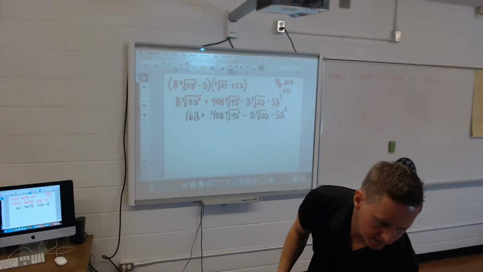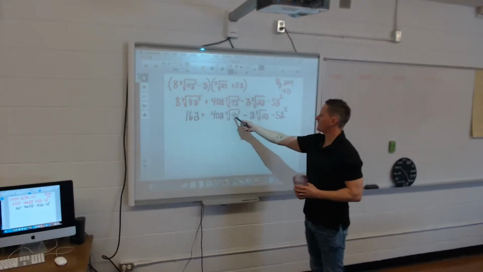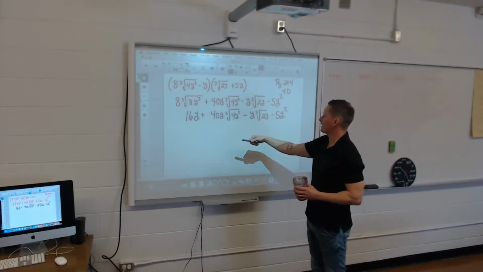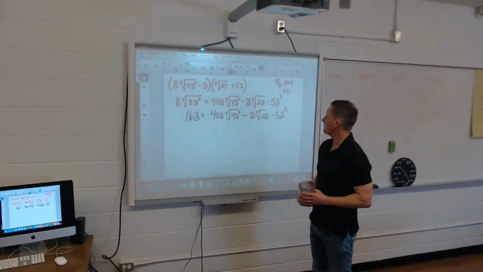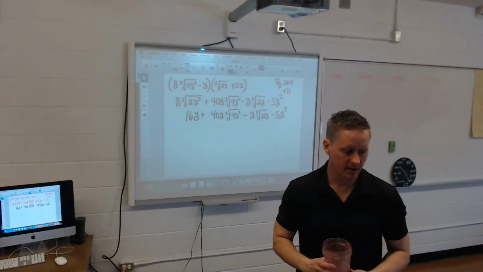There's not much simplifying that I can do. All right? There's no perfect cube. 4 is not a perfect cube. Y squared can't be cubed. 2y can't be cubed. That's it. I can't add them. There's nothing alike there. That's all I have.